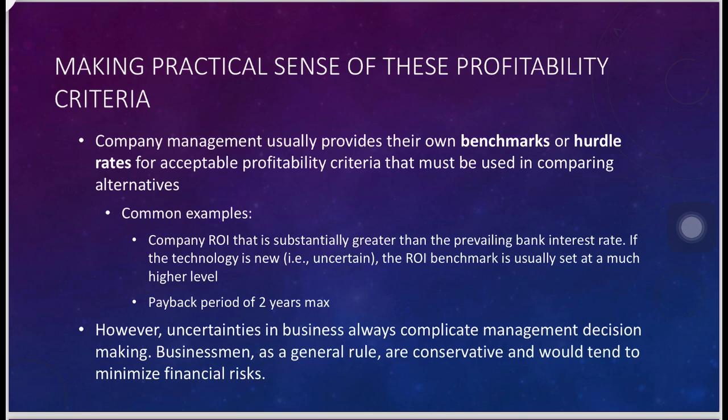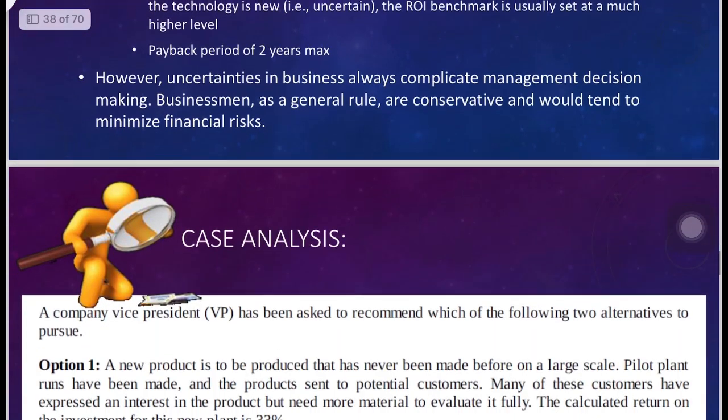So if the technology is new or basically uncertain, then the ROI benchmark is usually set at a much higher level. Since it is new technology, usually the ROI for that is also set higher. Some companies employ a payback period of 2 years max. However, uncertainties in business always complicate management decision making. So businessmen, as a general rule, are conservative and would tend to minimize financial risks.